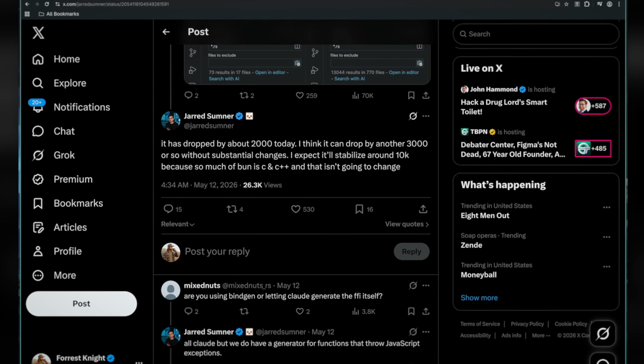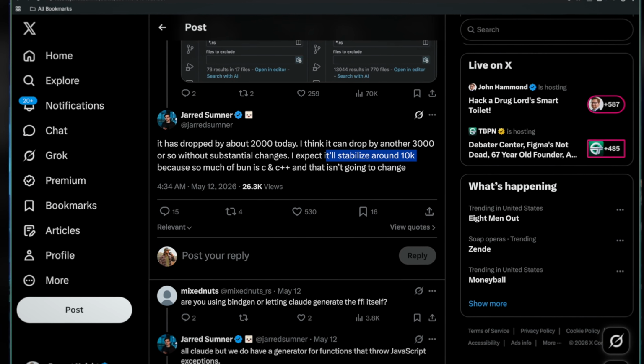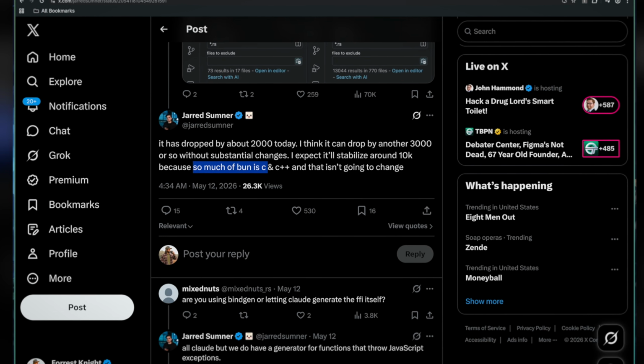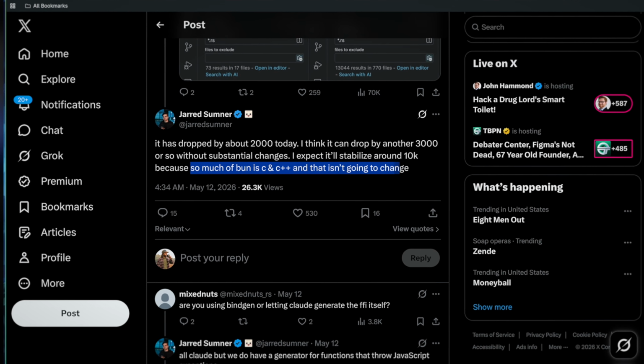However, Jared specified, hey, this is a faithful port. There are going to be a lot of unsafe blocks because they're coming directly from Zig, but we are working on decreasing the amount of unsafe blocks. And he said somewhere, if I can find it, I'll show you, that it'll probably stabilize around 10,000, which it did, which is still a lot more than the 73 unsafe blocks UV has. But the reason being is because he said most of Bun is written in C and C++. That's not going to change.